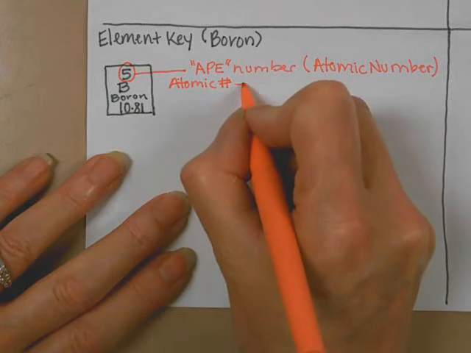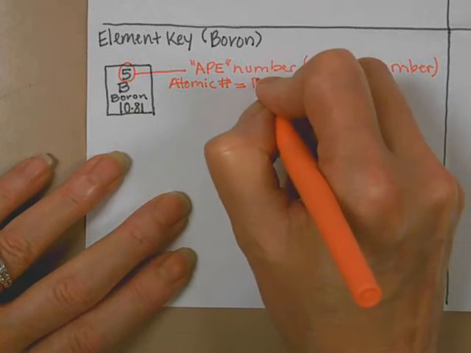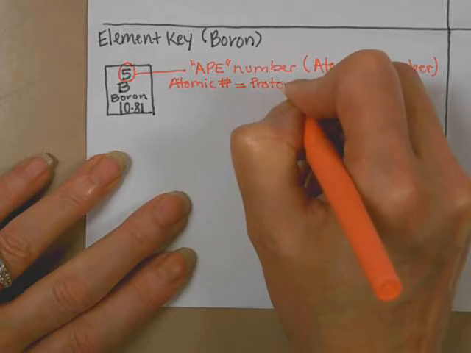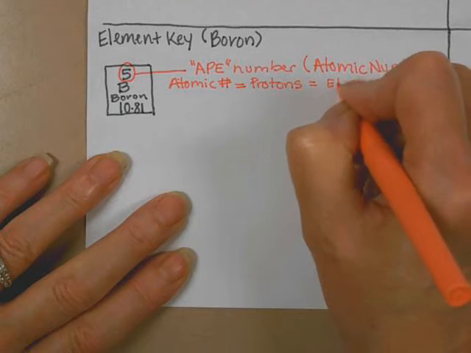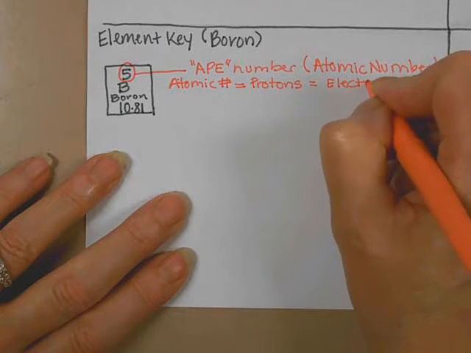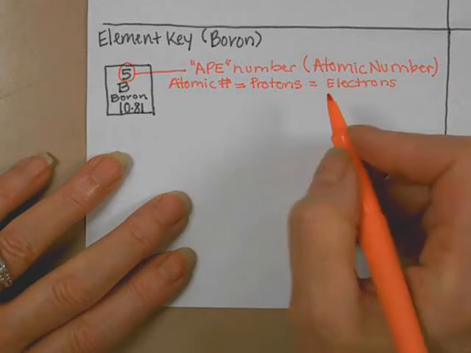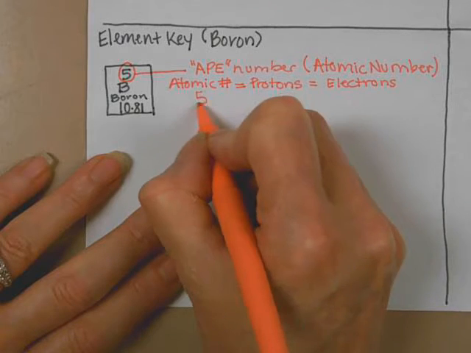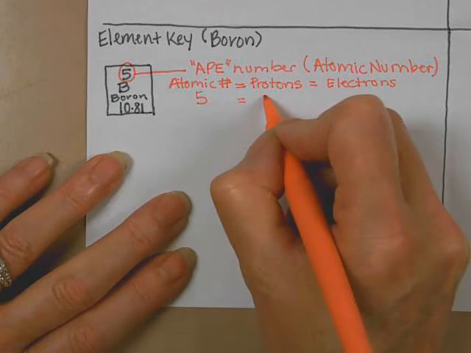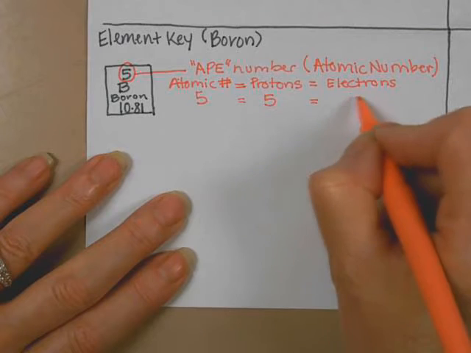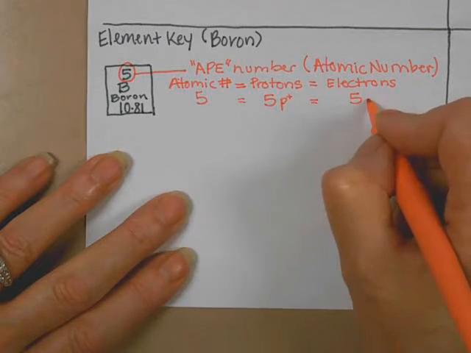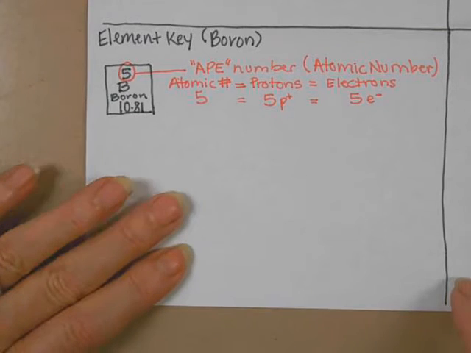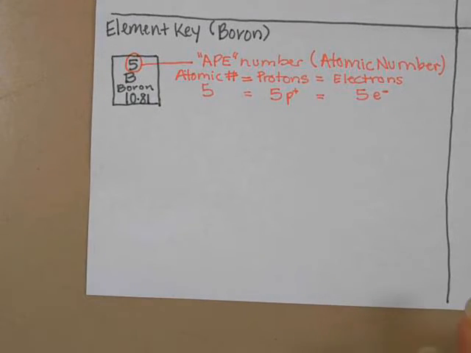Atomic number is equal to protons and equal to electrons. That's why we nicknamed it the atomic number. So if I have 5 as an atomic number, then I have 5 protons and 5 electrons. So 5 protons and 5 electrons. Okay?